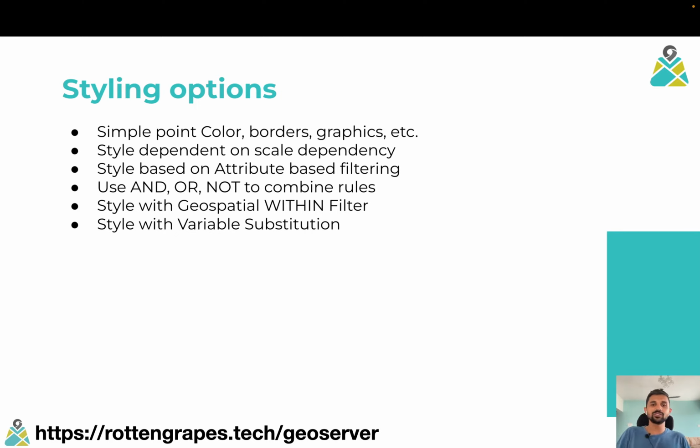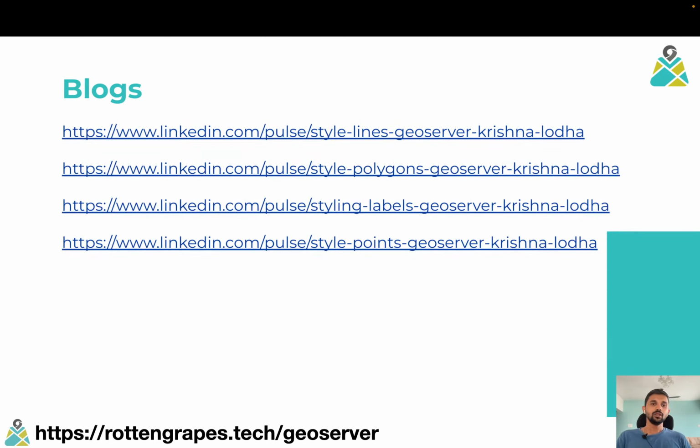Just like how we have used attribute based queries, we can also use geospatial queries. So these can be filters that you can apply. And finally, we have style based on variable substitutions. This is an amazing way to create styles where you define a variable, just like if you remember our SQL view, we define a variable over there and then we ask for the value in our client, and according to what our client selects, that particular value will be sent back. There are a few blogs available from our side which you can refer to if you are trying to understand how to style lines or polygons or labels or points.